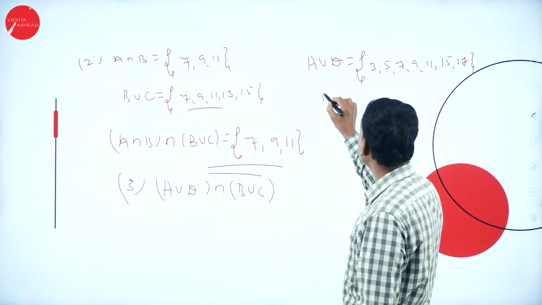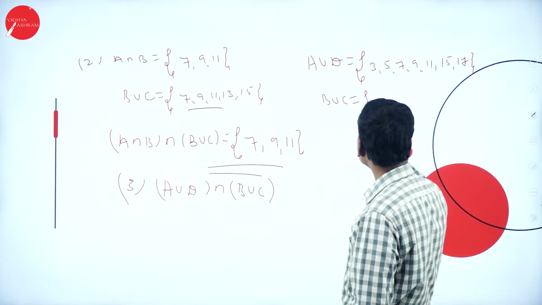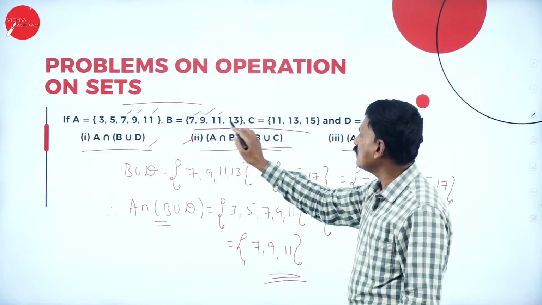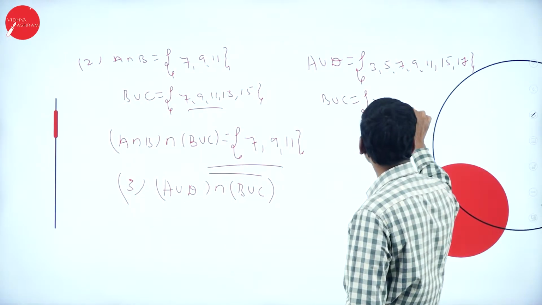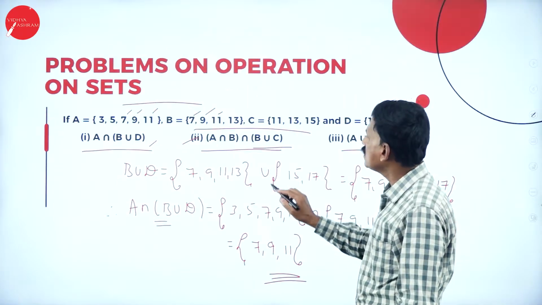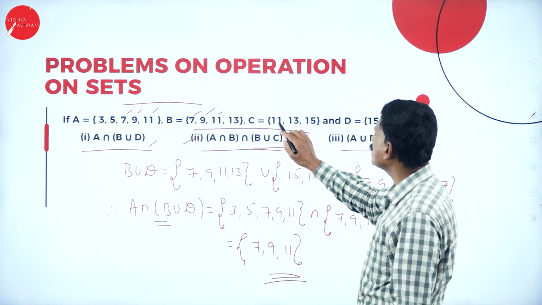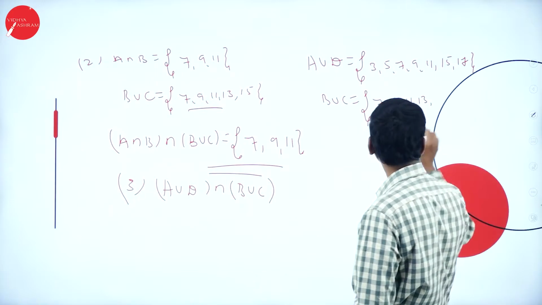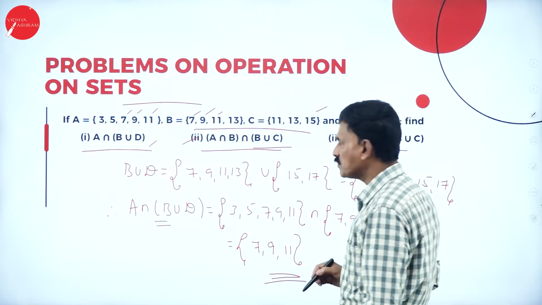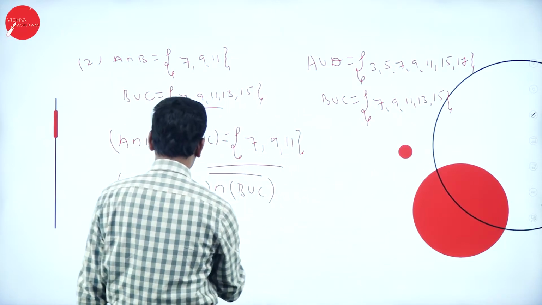Next, B union C. Union of B and C. First write down the elements of B: 7, 9, 11, 13. Then union C. C contains 11, 13 and 15. So the only new element we have is 15. So I can take 15. Now the intersection of these two.